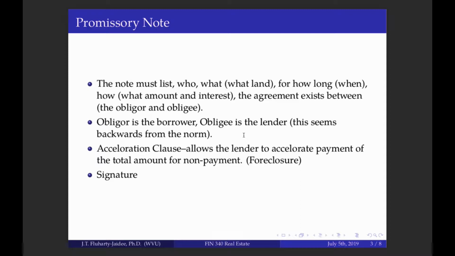And the last part of a promissory note is a signature. So you will require a signature to say, yes, you agree to enter into this agreement in which you will receive money that you can use to buy the house and then repay the amount of the loan.